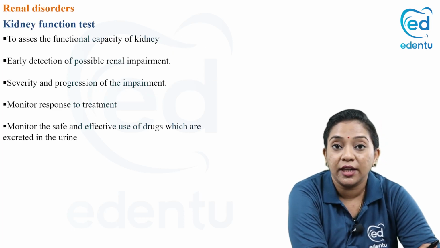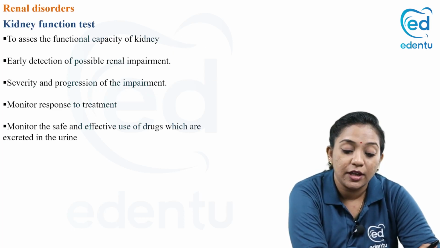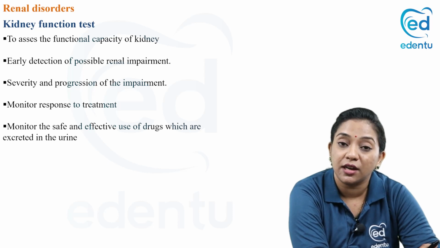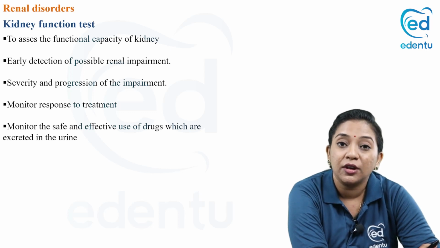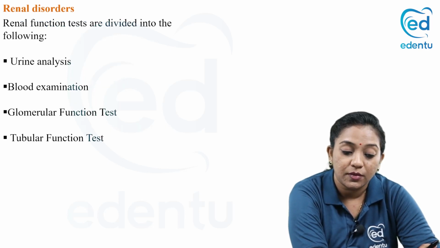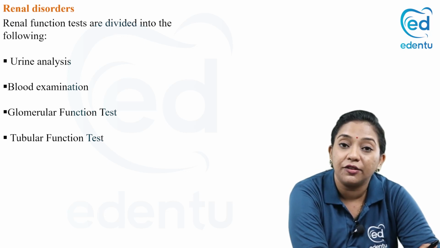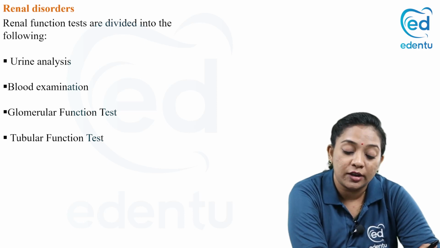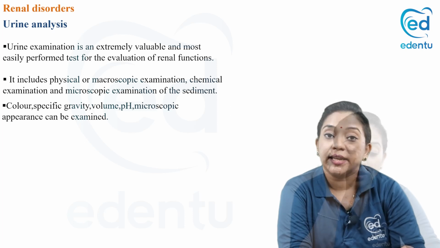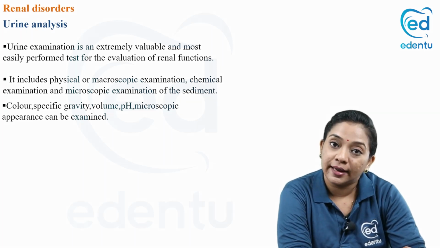Next, we'll see about the kidney function test. Basically, kidney function tests are done to assess the condition, the severity, the state of any disorders of the kidney. So mainly we have 4 analyses in kidney function test, that is urine, blood, glomerular filtration rate, or tubular function rate.